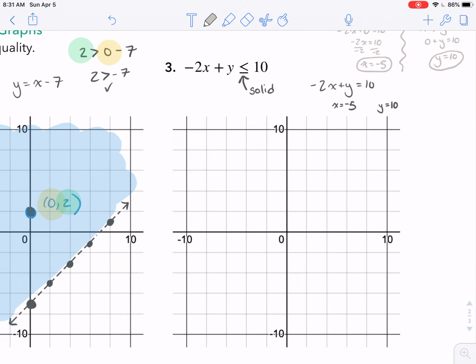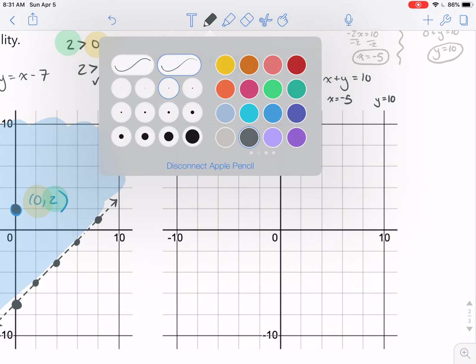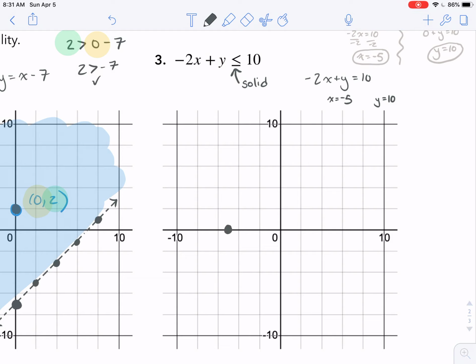So now we can graph our intercepts. I will graph a point, x equals negative 5, y equals 10, and then I'll connect them to make my line. I'm going to keep this line solid because we have less than or equal to 10.